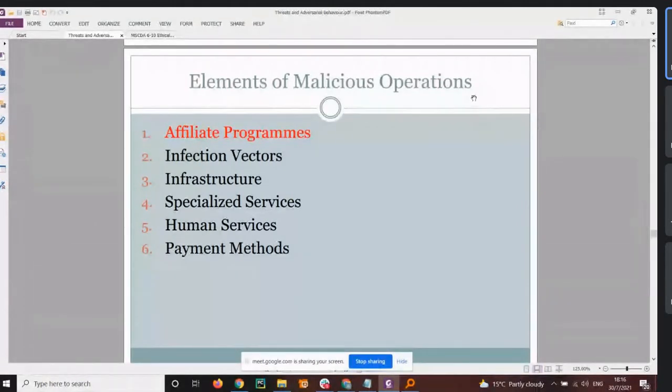Then for payment methods, making payments through cryptocurrency or through remittance services. I think the most popular way of making payments for malicious activities is through cryptocurrencies, because in many cases, all they need is an ID, and the payments are really difficult to trace and link to a particular hacking incident.